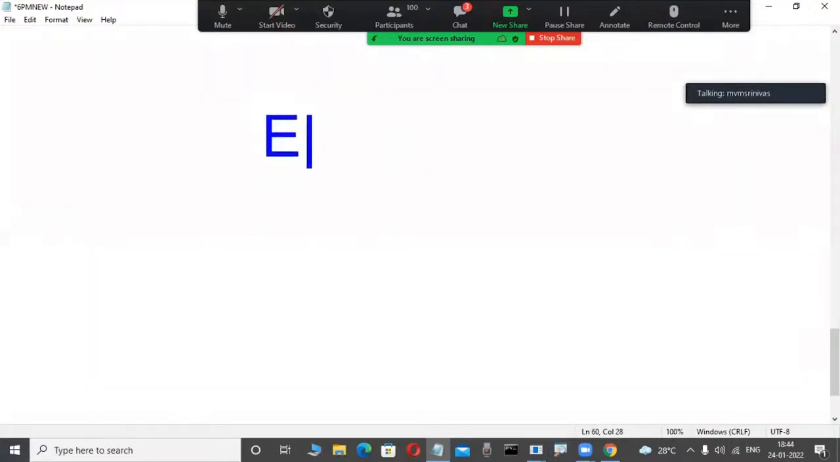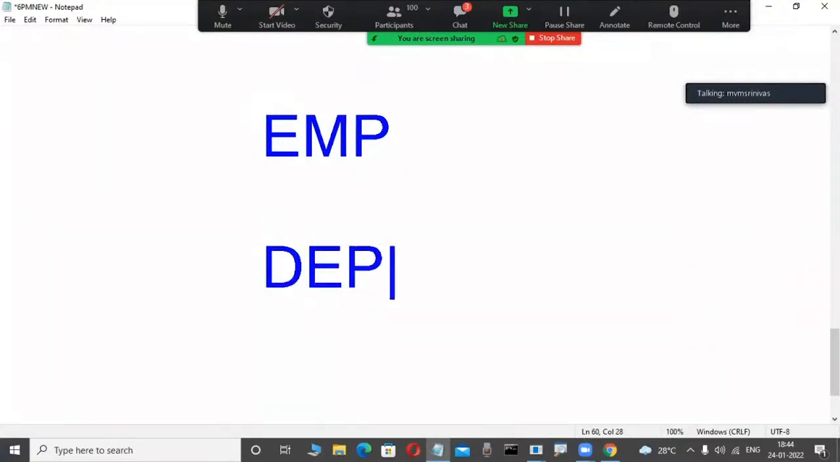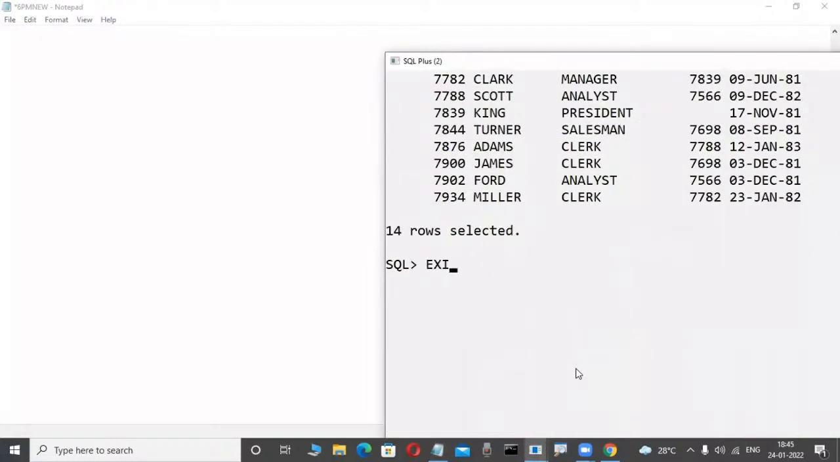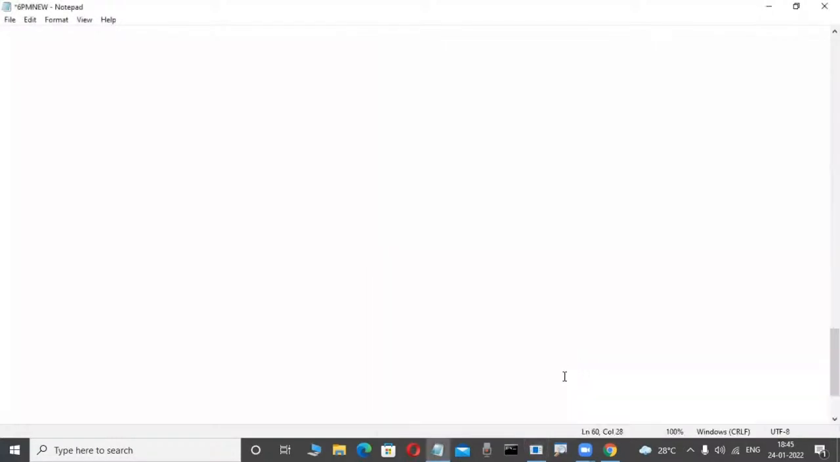One is the EMP table. EMP means employee details are stored in that table. It's predefined, don't worry. Another table Oracle Corporation provides for practice is DEPT, the department table. One is the EMP table, another is the DEPT table. You will become familiar with these tables in the future, but first we are going in without any knowledge.